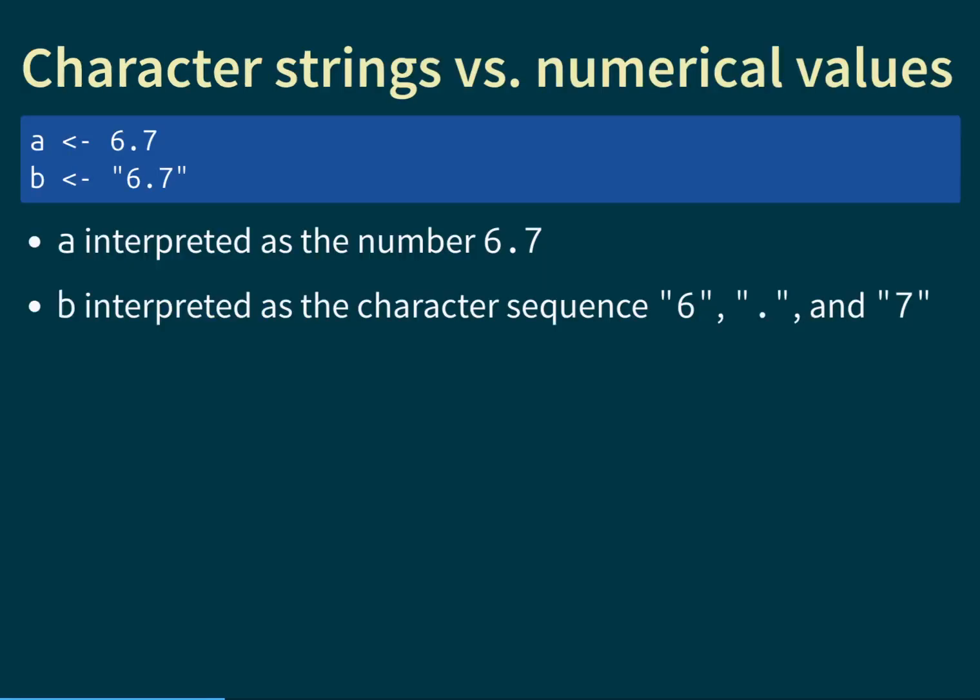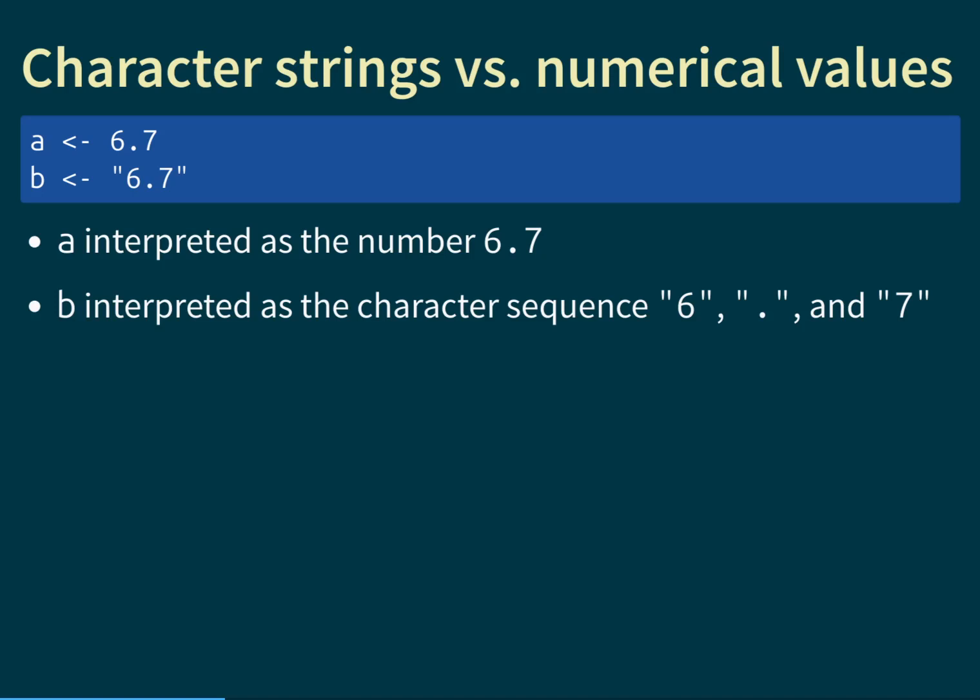Now, it is important to be cognizant of the difference between character strings and numerical values, even if they might sometimes look superficially similar. As an example, here on this slide we're defining two variables, a and b, and a is set to be equal to 6.7, a number, a good old number like any other numerical values we've been working with so far. But b is set to a character string, which consists of the characters 6 and the period and the number 7.